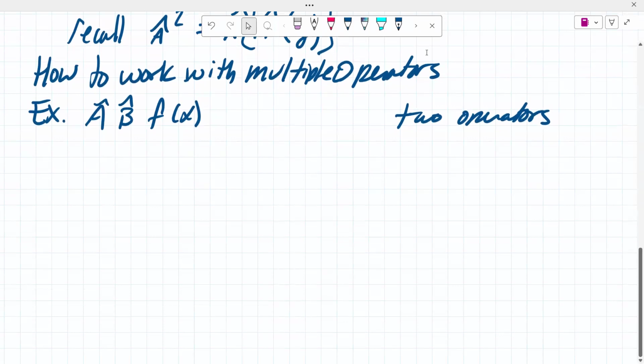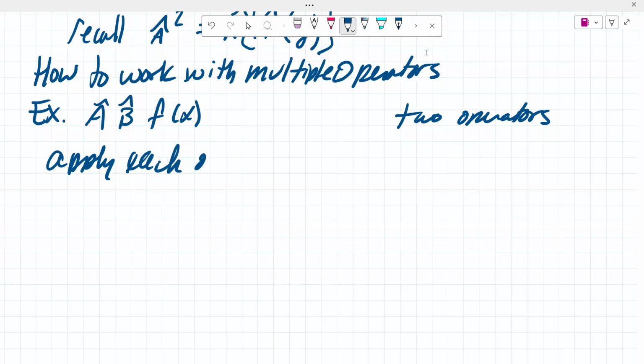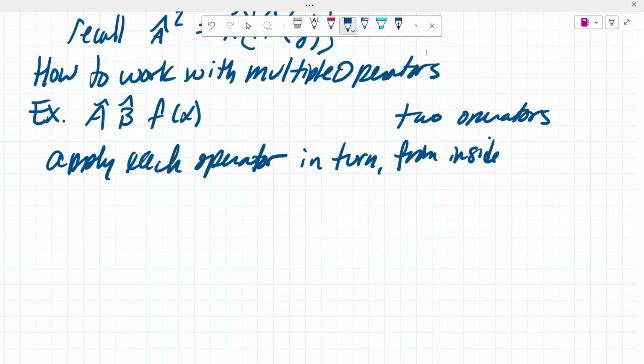All right, so how do we solve this thing? Well, you apply each operator in turn, from inside to outside. And this really shouldn't be a surprise. This is the same thing you would do in algebra. If you had an inner parentheses in an algebraic expression, you'd simply solve the inside parentheses first, and then you'd move to the outer parentheses. Same sort of thing.